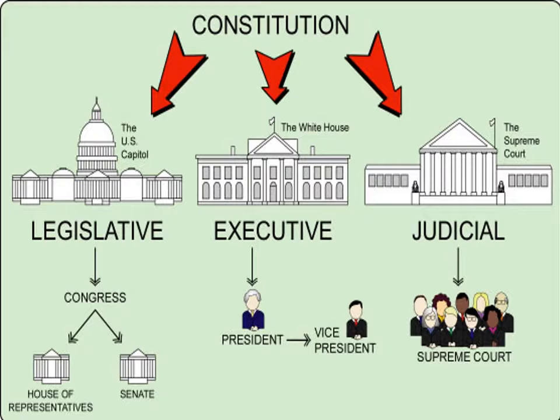Within these different branches, each branch has different checks and balances on one another. Legislative, they can impeach the president, they can reject judicial nominees, they can refuse to fund executive programs, they can also amend the Constitution. The executive branch, however, they can veto the legislative, they can veto the laws. This, however, can be overturned by the legislative branch if they have a two-thirds vote in both houses.